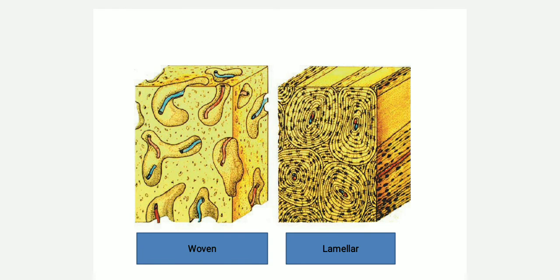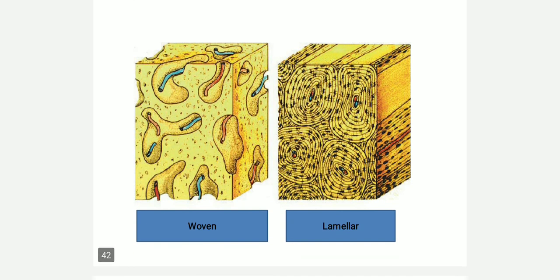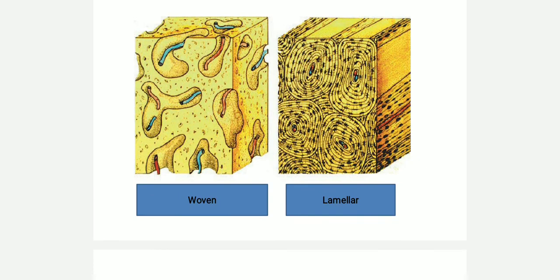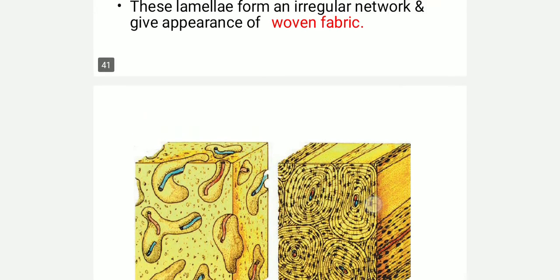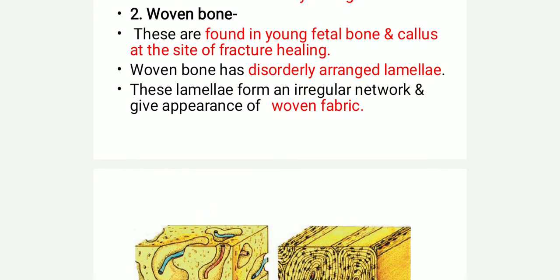Okay, first, what is lamellae? Lamellae are the thin plate-like structures which are arranged in the proper manner. So here you can see the lamellar bone. All the lamellae are arranged in the proper manner, so it is known as lamellar bone. In the woven bone, lamellae are disarranged, not arranged in a proper manner, and it gives the appearance of a woven fabric. It is seen in the developmental condition as well as in the repairing condition of a fracture.